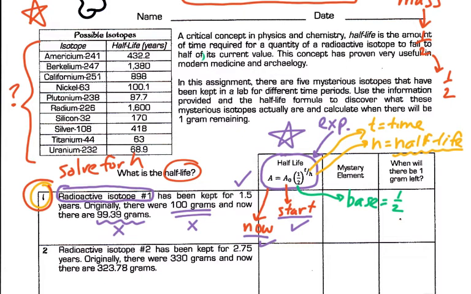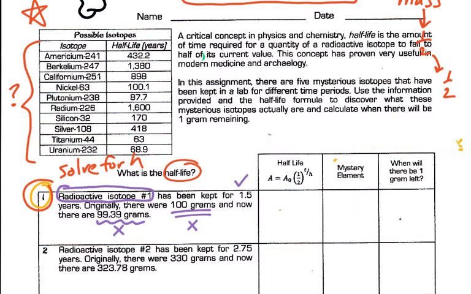Okay, so first of all, let's plug in everything we know. So let me erase all this stuff here. Let's just start with number 1 element, whatever isotope number 1 is. All right, we have A equals, and A, like we said, is the present amount. How much do we have now? And that's what's right here, the 99.39.